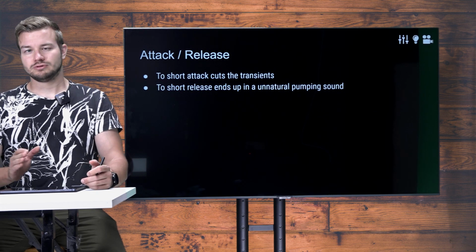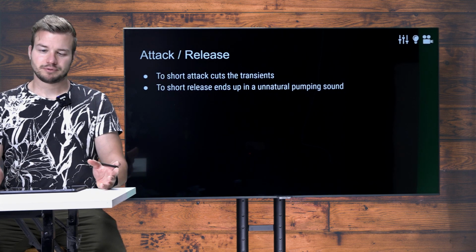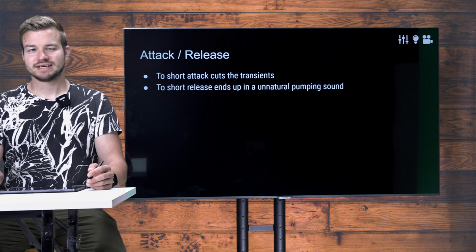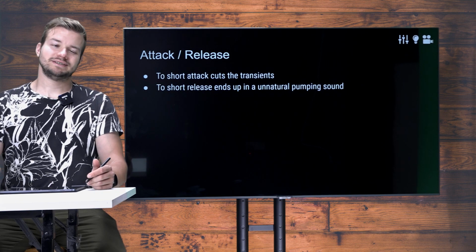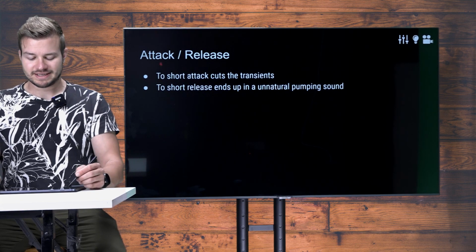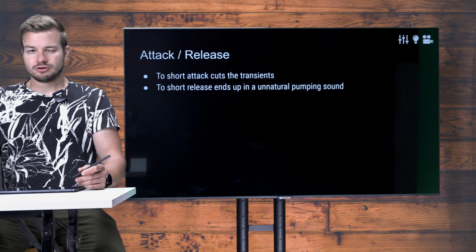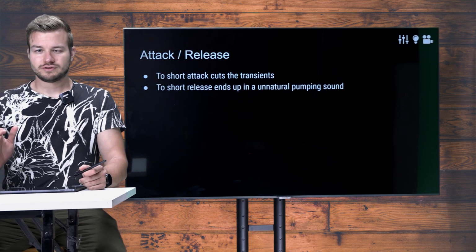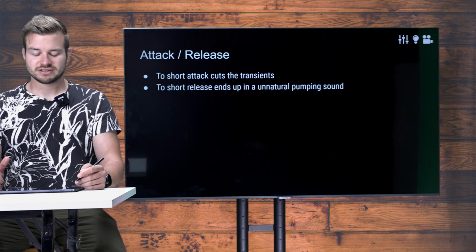So what we normally do is we set a compression attack time to approximately 60 to 70 milliseconds. That's the time it takes the transient to go through. And just then we start compressing. So that's a very good application of the attack time. I normally try to lower the attack time to almost 0 for voices because we don't have the transients there.